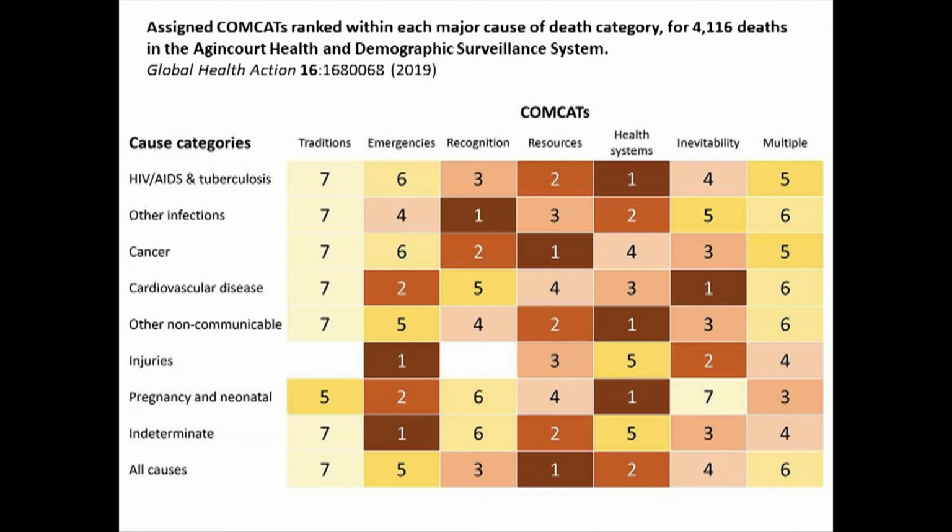So down this side are quite crude groupings of traditional medical causes, just to make it visible and fittable onto a graphic. In reality, in the verbal autopsy, there are about 65 different categories, but we've grouped them together just for convenience. And the COMCATs that we've defined and that we're working with at the moment are these six. Circumstances associated with traditional issues, so use of traditional medicine, for example. Circumstances associated with emergencies. So it can be road accidents or very acute illness, collapsing with heart failure, that kind of thing.